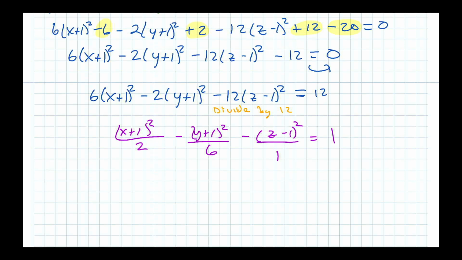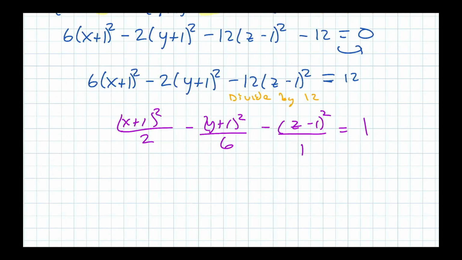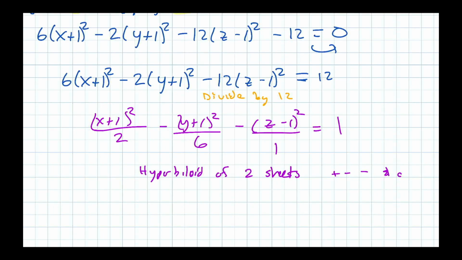So what you can do here when you're looking at this, right? First of all, plus, minus, minus, so 2 minuses. That tells you hyperboloid of 2 sheets, right? So hyperboloid of 2 sheets because it's plus minus minus, and everything is squared, all second degree.